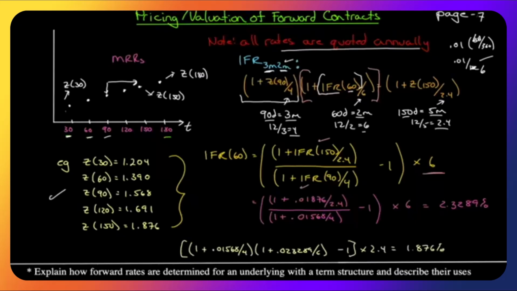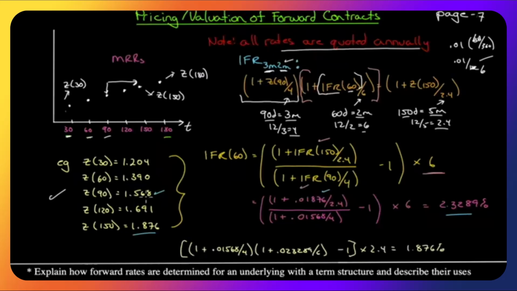Let's put actual numbers in there now. What is the 5-month rate? 1.876. So there's 1.876, but remember that's annual. We only want it for 5 months. We divide by 2.4. What is the 90-day rate? The 90-day rate is 1.568, so there it is right there, but we only want it for a quarter. We divide by 4, and we subtract the 1, and we multiply it by 6. There's our implied forward rate, 2.3289.